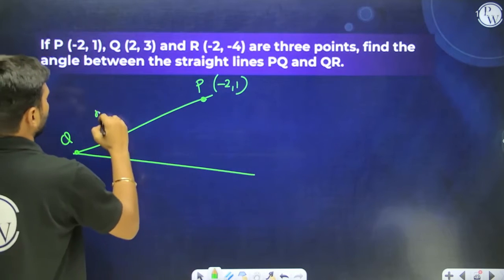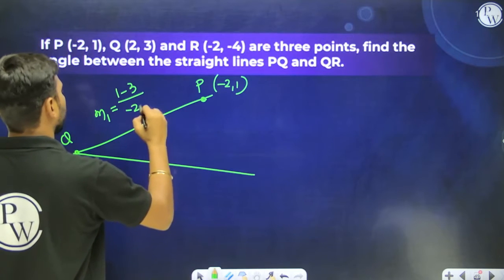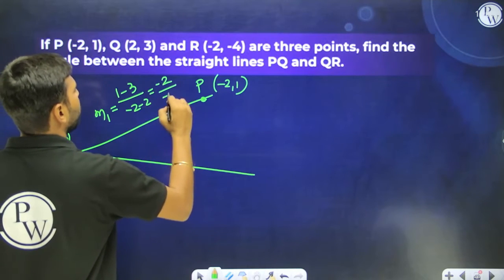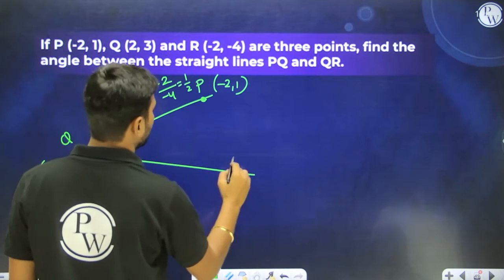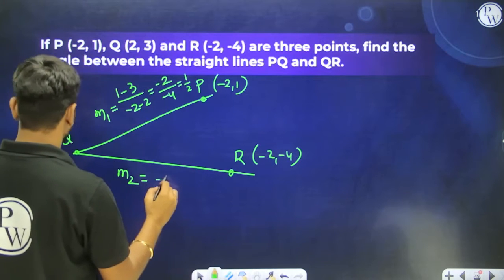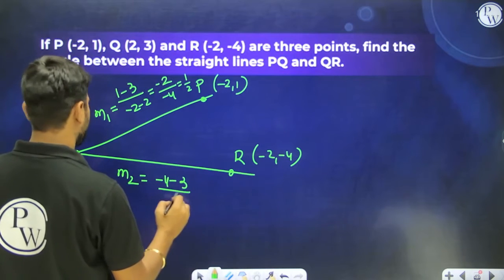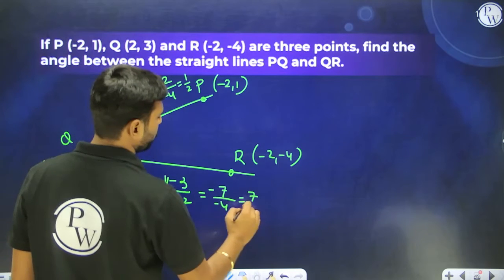Can we write down the slope? M1 is (1 - 3) divided by (-2 - 2), that is -2 by -4, equal to 1 by 2. Now the slope of the line with R point, which is (-2, -4): (-4 - 3) divided by (-2 - 2), so -7 by -4, that is equal to 7 by 4.